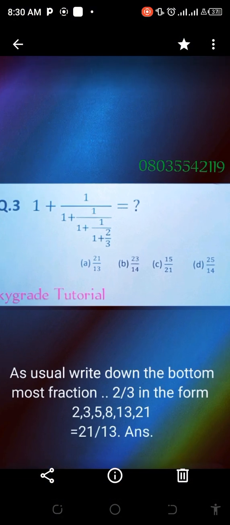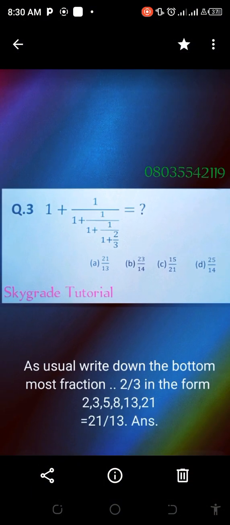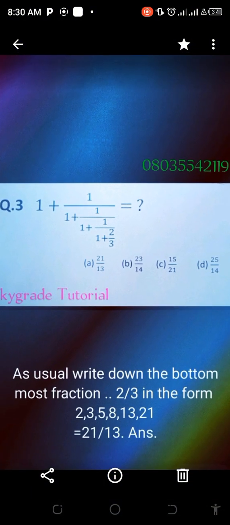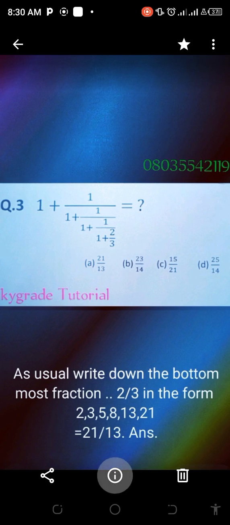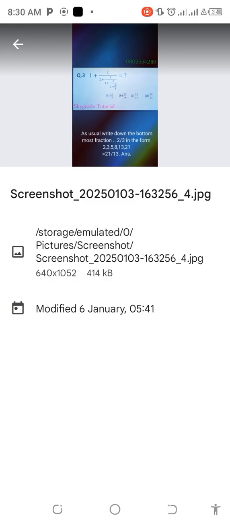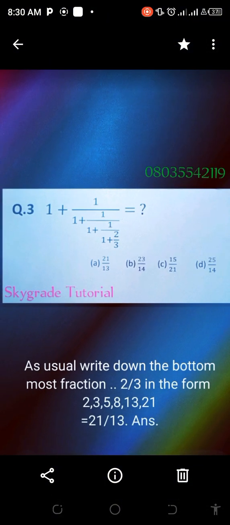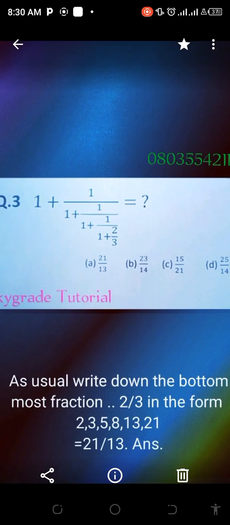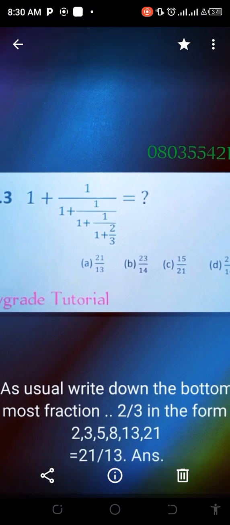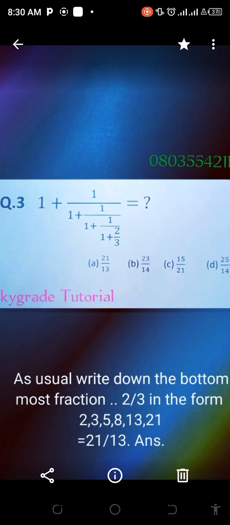Now, we've written down that number, and the operator is plus. The first ladder is 3 plus 2, which is 5. The next ladder is 5 plus 3, which is what? 8. The next ladder is 8 plus 5, which is what? 13. And the next ladder is 13 plus 8, which is 21.